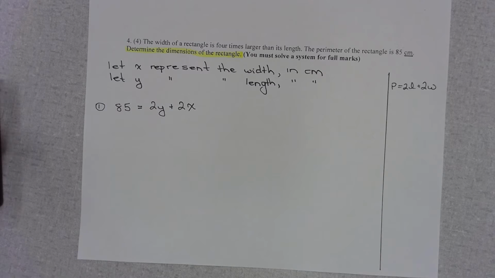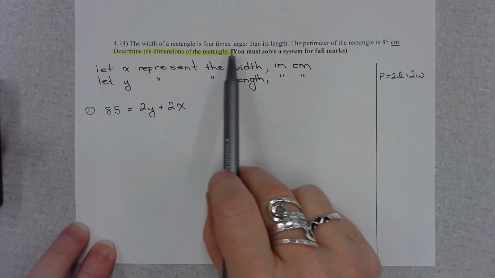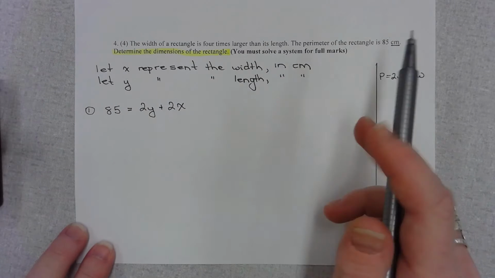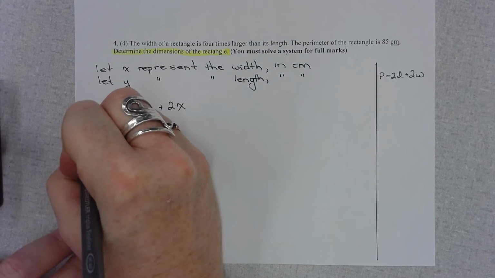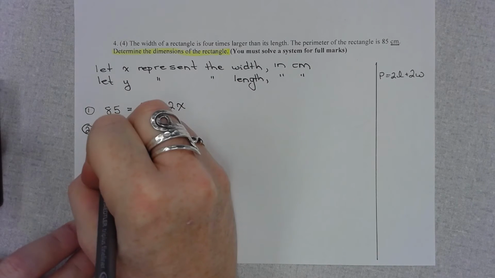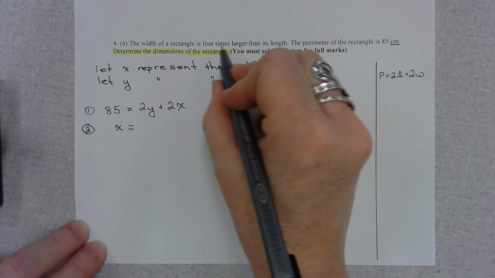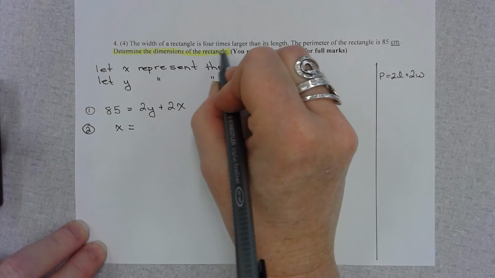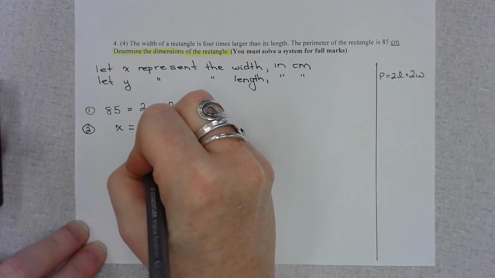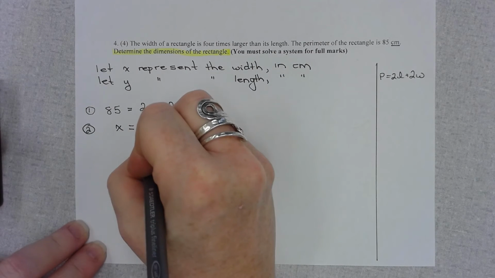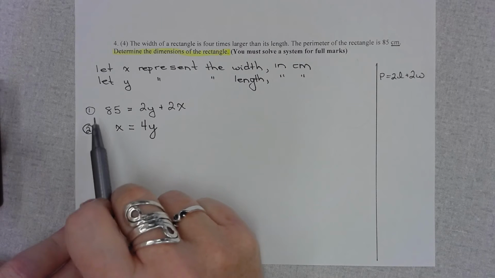The next thing we need to do is see if there's any other information in the question. Well, there is. It says the width of a rectangle is 4 times larger than its length. So we take the question at face value and set up the second equation. The width is represented by x, so x is equal to 4 times larger, so it's a multiplication because of the times, than its length. So x equals 4 times the length, and the length is y. Now we have our two equations set up.